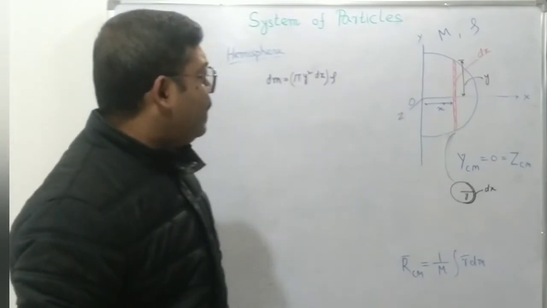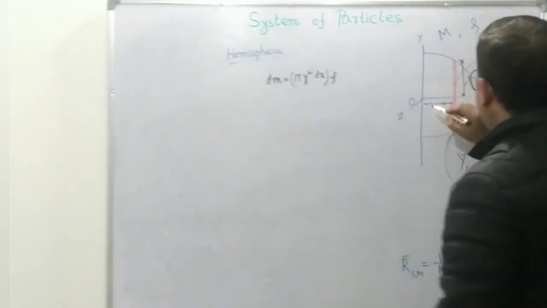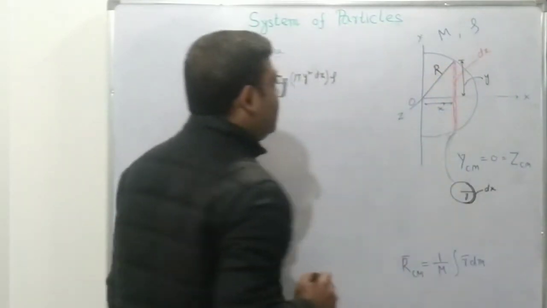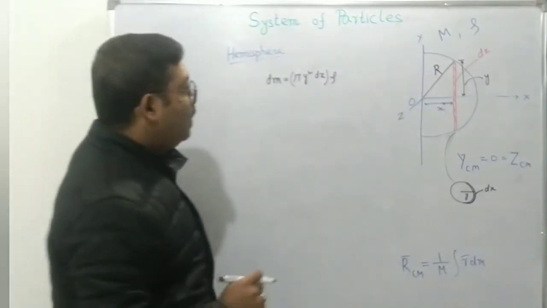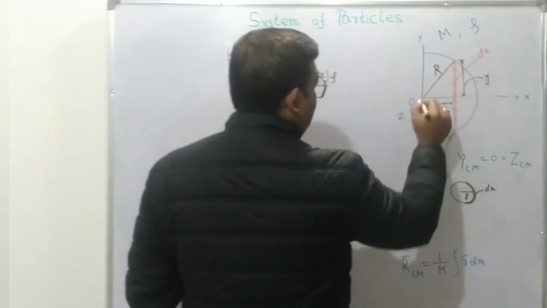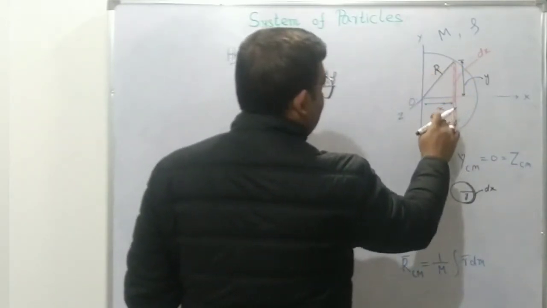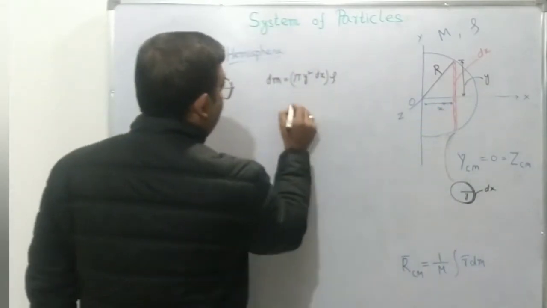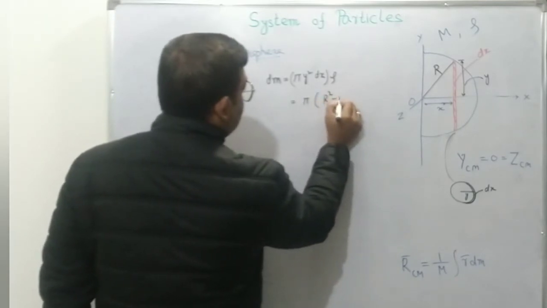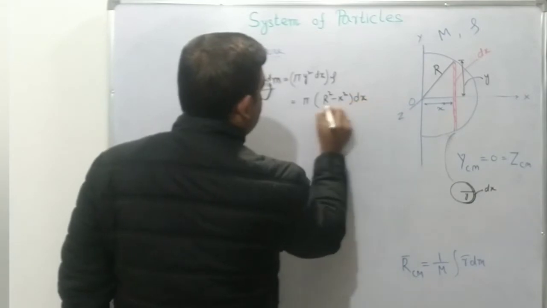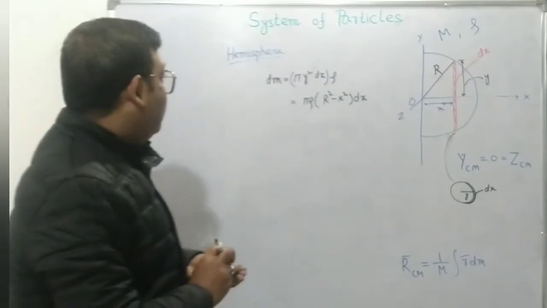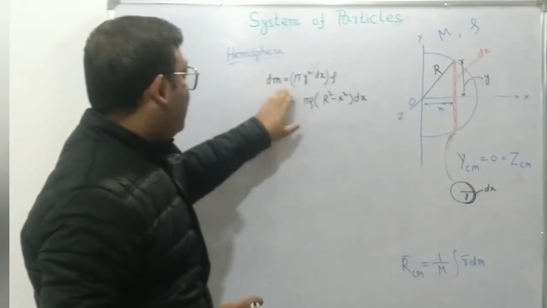Now, if you look at the geometry, if I connect these 2 points, origin to the disk, this will be the radius of the hemisphere. So this is a right angle triangle. So r square must be equal to x square plus y square, or we can say y square equals to, what will be y square? R square minus x square, dx, and then rho will be here.